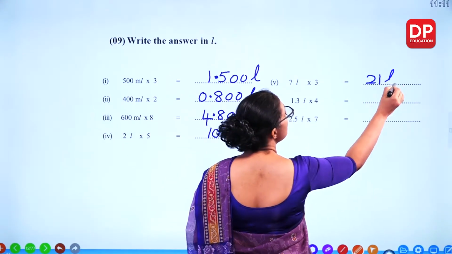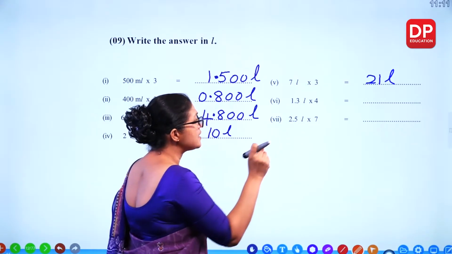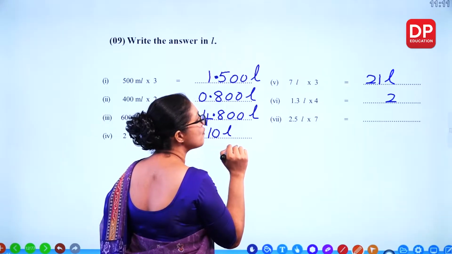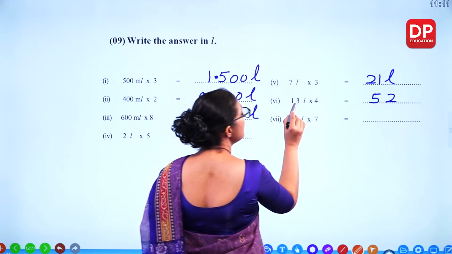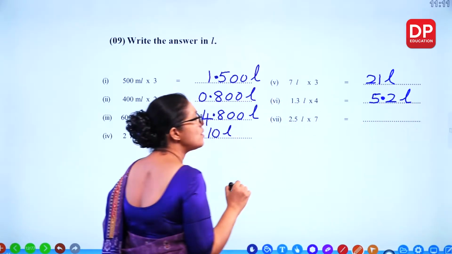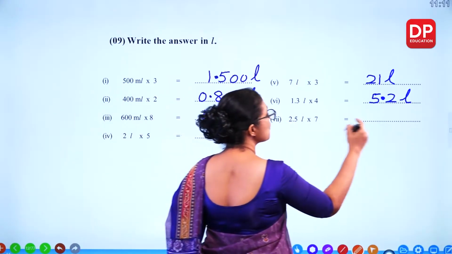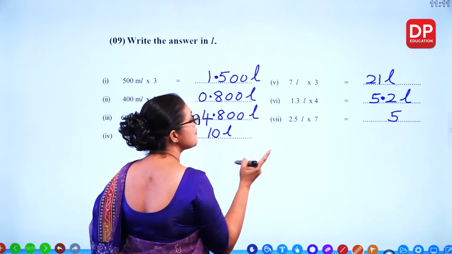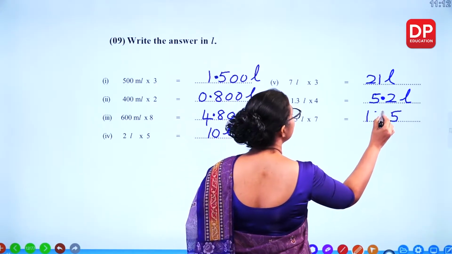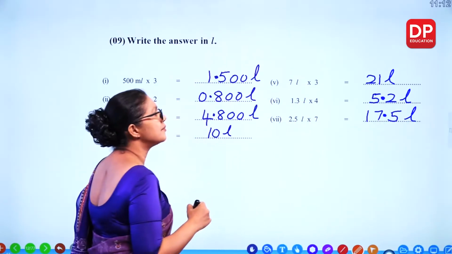That becomes 21 liters. Multiply by 4 without considering the decimal point. 4 times 3, 12. 1 remaining. 4 times 1, 4 plus 1, 5. And here, one place you have to consider. So put the decimal point here. 5.2 liters. Multiply 25 times 7 first. 7 times 5, 35. 3 remaining. 7 times 2, 14. 14 plus 3, 17. So one decimal point, 17.5 liters.